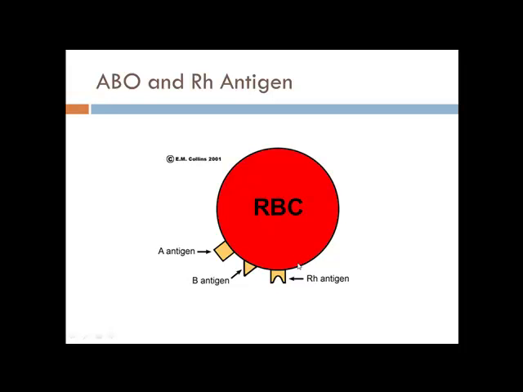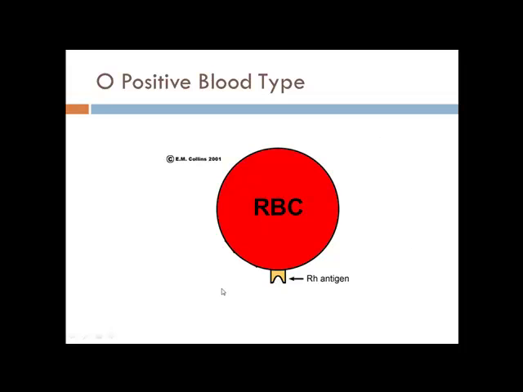Next, when you get your positive or negative, if you are Rh positive, you have the Rh antigen present. If you're Rh negative, you do not. So this blood cell would represent an AB positive blood cell. We have the A antigen, we have the B antigen, and we have the Rh antigen. This would be A positive because it has the A antigen and Rh antigen. This would be B positive because it has the B antigen and the Rh antigen. And this would be O positive: no A, no B, so it's O, and then the Rh antigen.